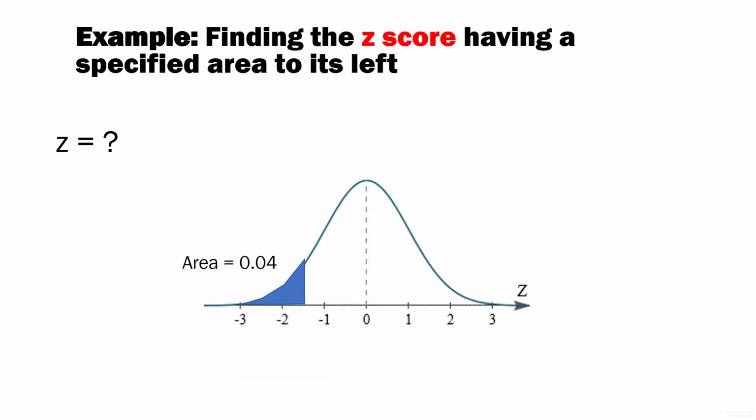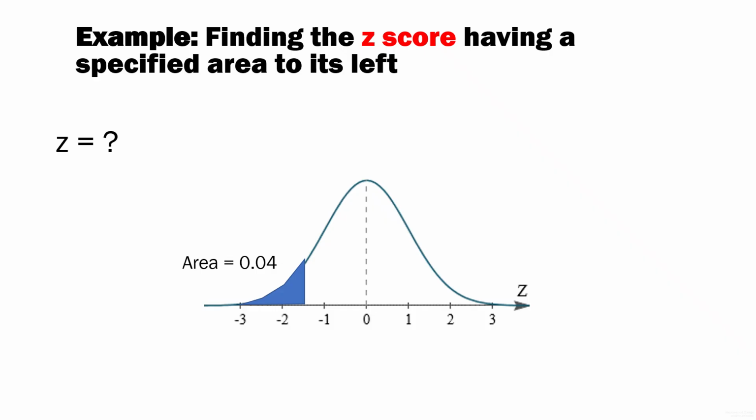I've shown you how to use Table 2 to find areas, but you can do it the other way, where you use Table 2 to find the z-scores that correspond to a specified area under the standard normal curve. Let's look at an example of that.